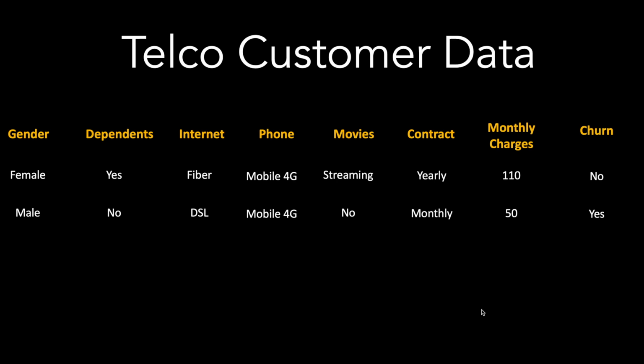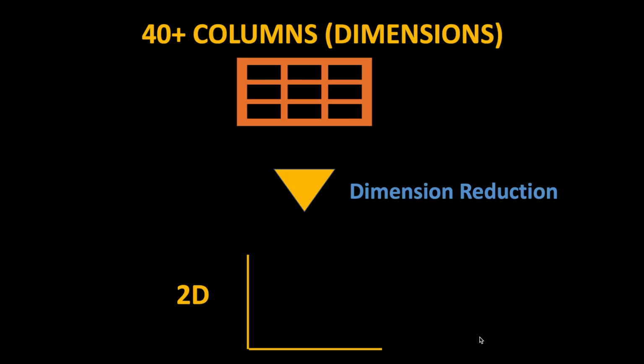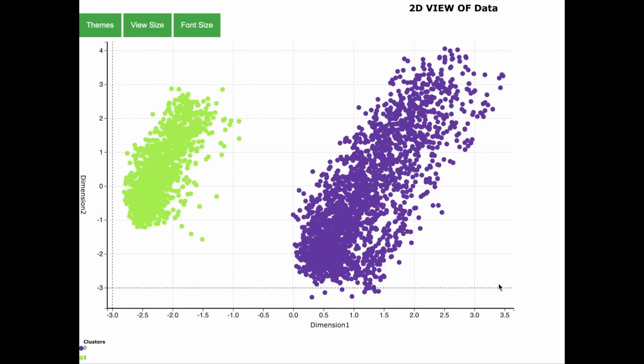Let me illustrate this section with the data on the telco customer dataset. This dataset has customer information such as the demographics, what kind of services the customer has, as well as the billing information. There are about 40 plus columns in the data. As humans, we can see things in 2D or 3D. As dimension reduction can help us to go from a high dimensional space to a low dimensional space such as 2D without losing the essence of the data, it is a great tool to help us visualize the structure of the data. Here is the result of dimension reduction.